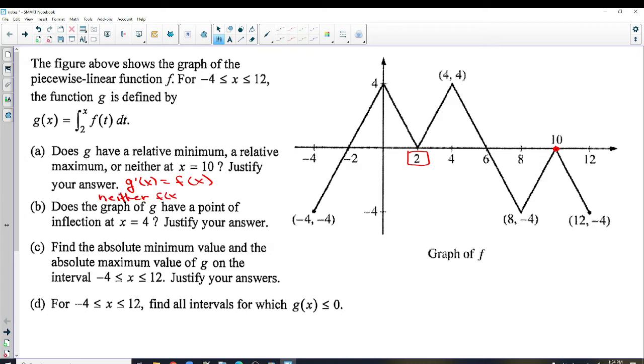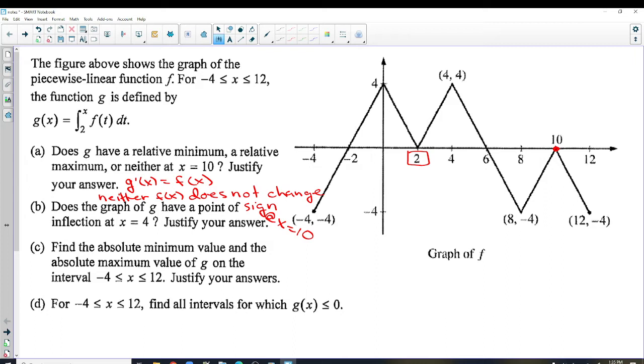Because f of x does not change sign at x equals 10. And you can put it down in the white spot if you want to. I'm trying to keep the graph on the screen.